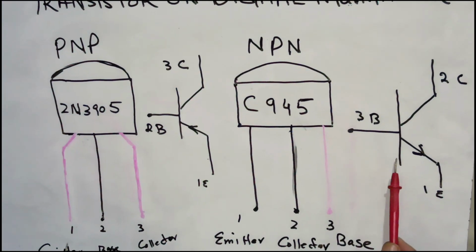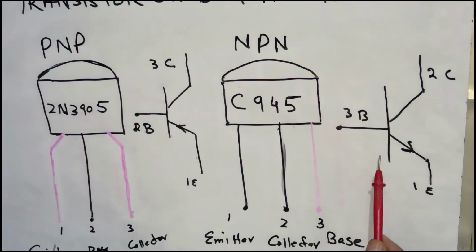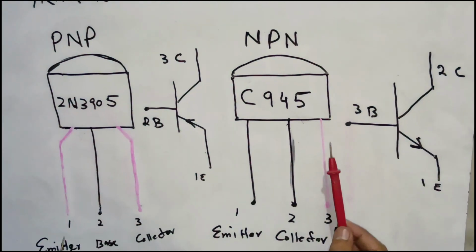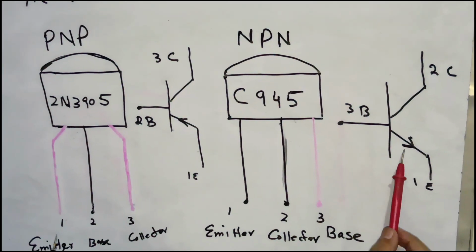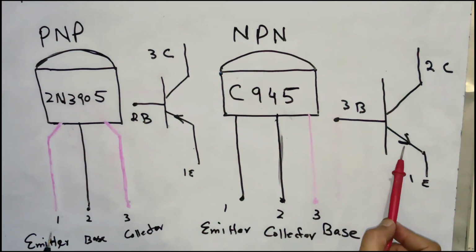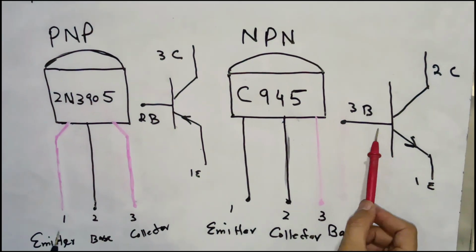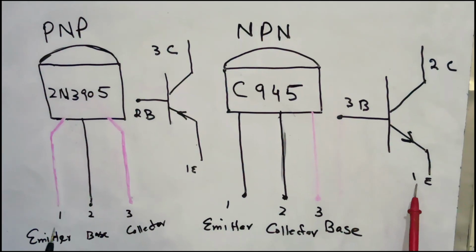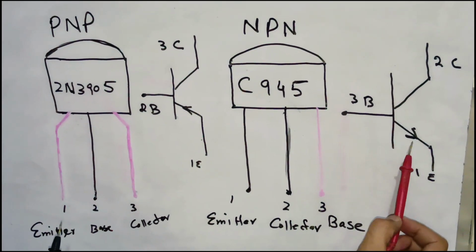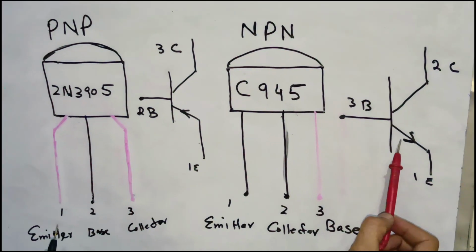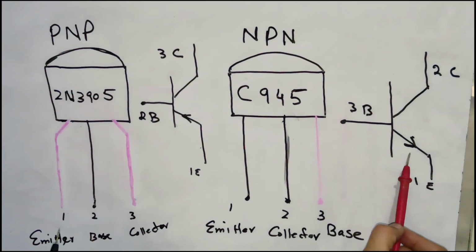If we have the symbols of the transistors, we can differentiate whether this is an NPN transistor or a PNP transistor by looking at the arrow sign. You can see here, this is the emitter, this is the base, and this, two, is the collector. And the arrow sign is outward from the base. So it indicates that this transistor is an NPN transistor.